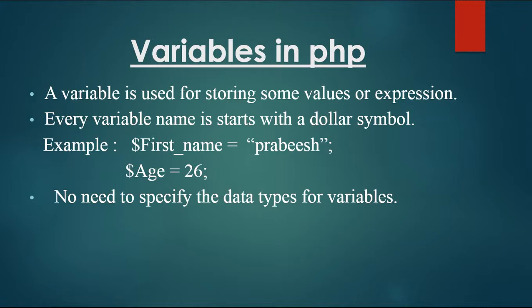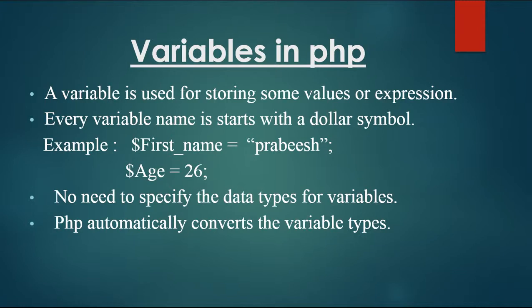Unlike other programming languages like Java, C or C++, in PHP there is no need to specify separate data types for variables. In the example given above, you can see that first name is a variable and age is also another variable. The first name contains a string value and the second variable age contains an integer value. You can see in both these cases, I cannot specify any particular data type for these two variables. That means in PHP there is no need to specify the data types for a variable. PHP will automatically convert the variable types.